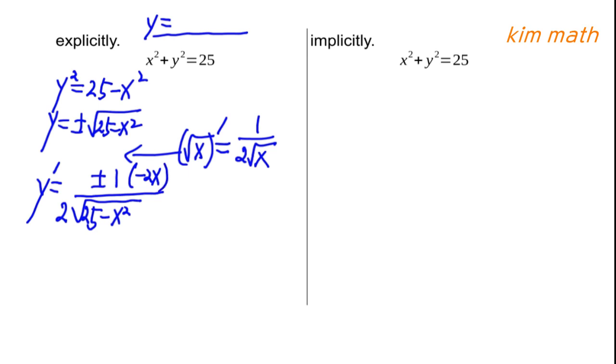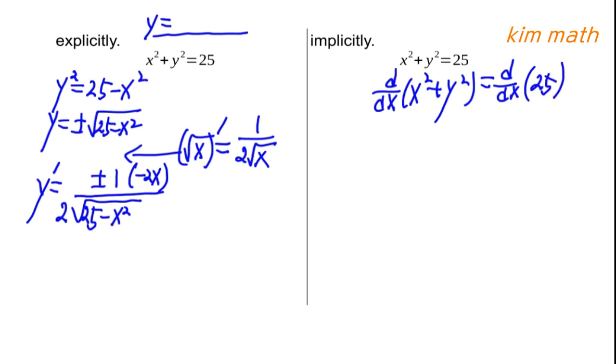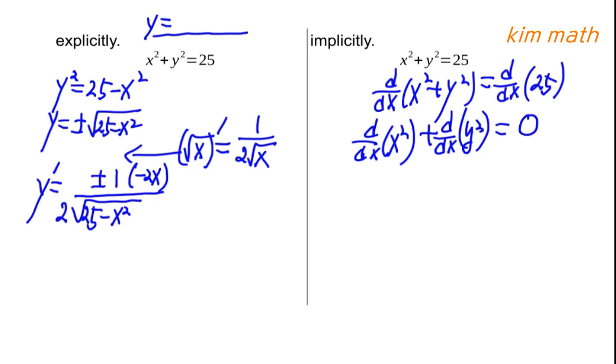Now, if you find the derivative implicitly, d/dx of x squared plus y squared equals d/dx of 25. This is d/dx x squared plus d/dx y squared equals the derivative of 25, which is 0, and we know that this is 2x.